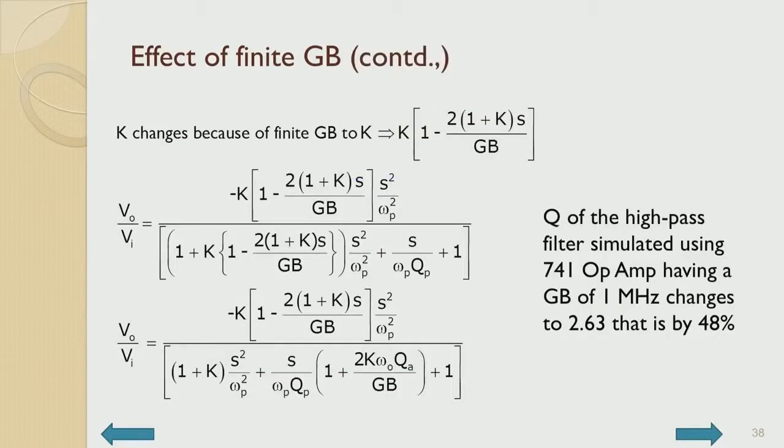Now let us do the same thing. K is replaced by K into 1 minus the total phase shift of the inverting amplifier plus the buffer. So, 2 into 1 plus K into S by omega P minus.